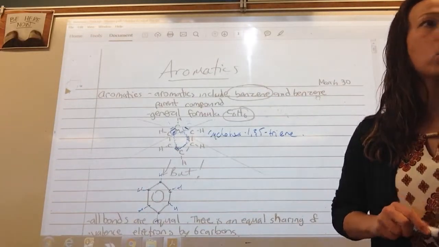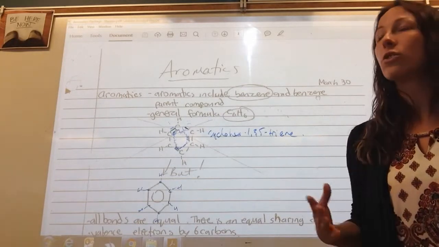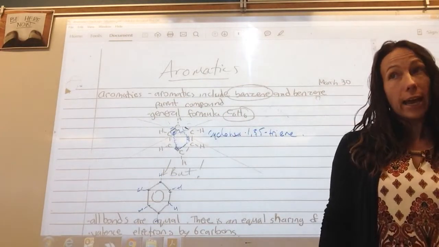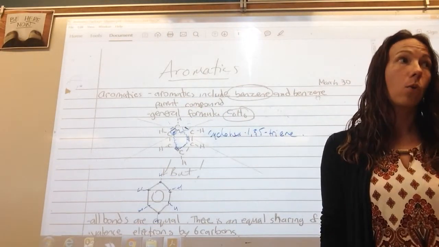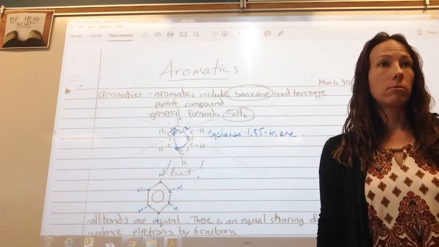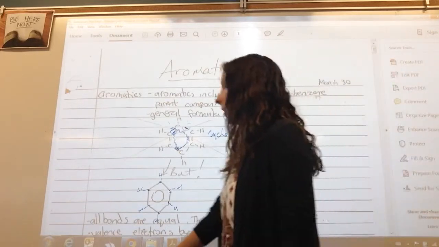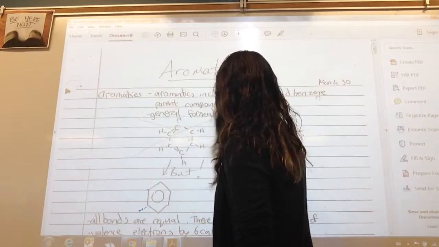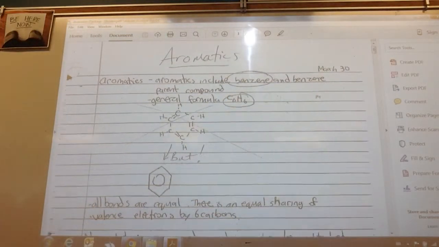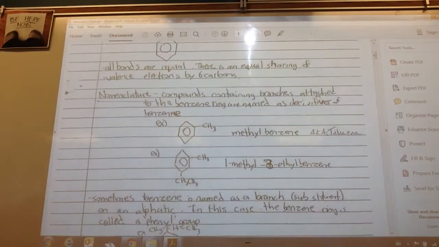Everybody okay with benzene? So C6H6 looks like that. That's what the circle means. It's unique, it's special, and therefore it's given its whole other category, aromatics. It's not an alkane, it's not an alkene, it's not a cycloalkane or cycloalkene. It is on its own. So that's why it's a whole other subtopic. Everybody all right? So all bonds equal is the next line, and there's an equal sharing of valence electrons by 6 carbons. So we've got to give it its whole other naming system.